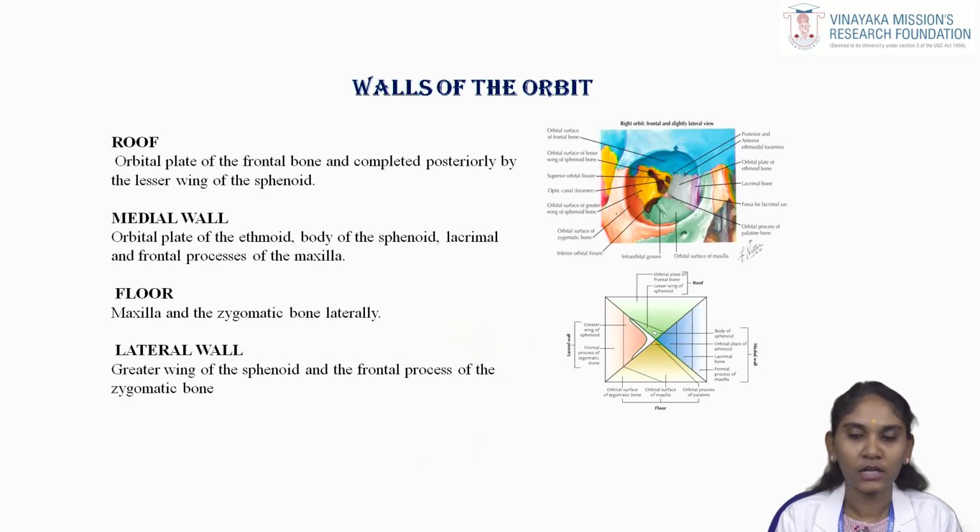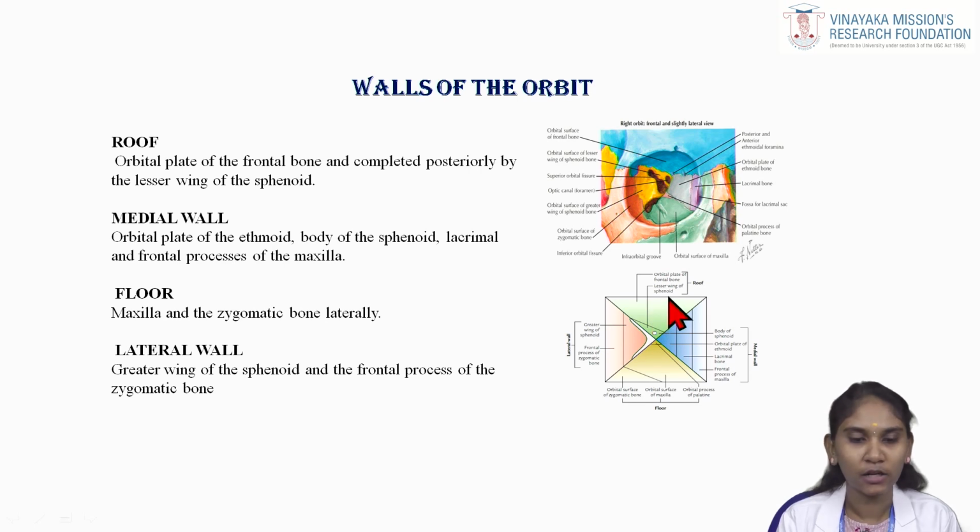Then the walls of the orbit. There are 4 walls of the orbit: the roof, the medial wall, the floor, and the lateral wall. When you see the diagram, it will be easy for better understanding. The roof is formed by the orbital plate of the frontal bone. Can you see here? Orbital plate of the frontal bone, and it is completed posteriorly by the lesser wing of the sphenoid.